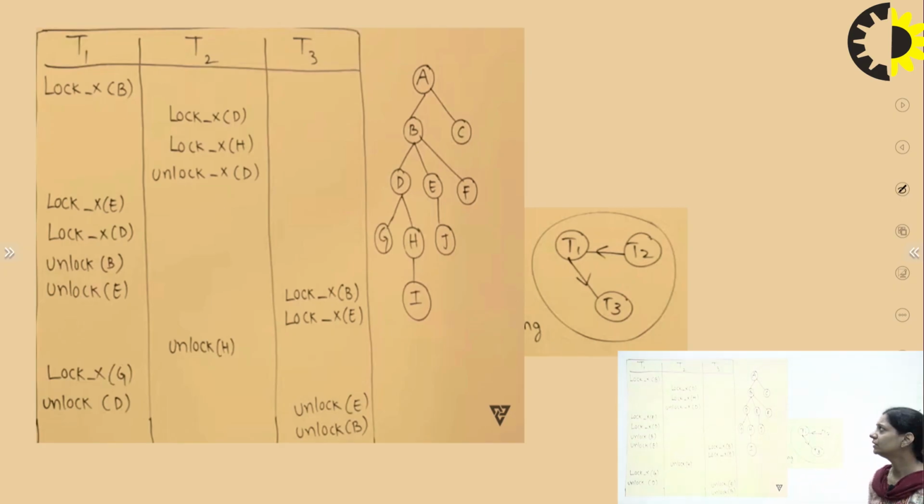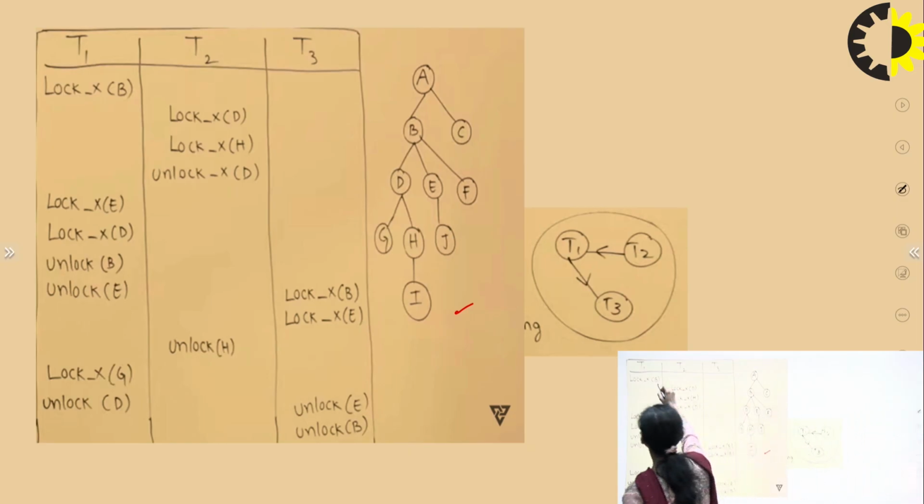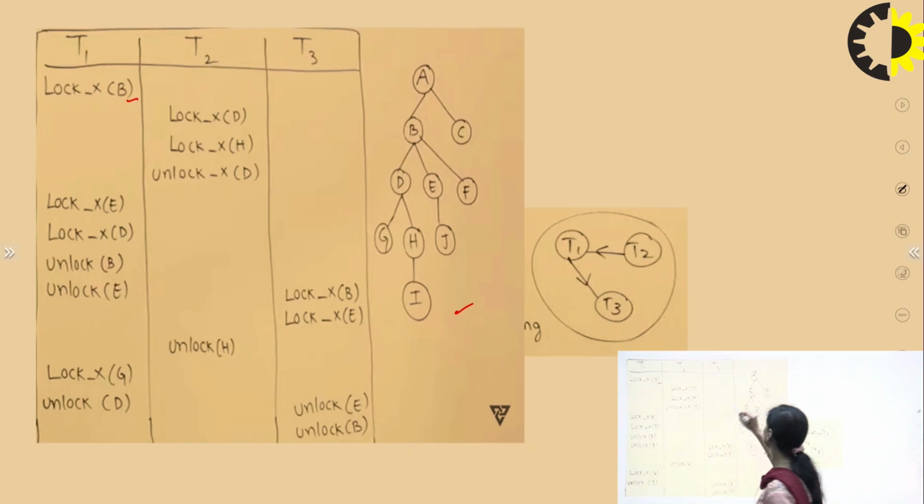We'll first try to check whether we can put any of the transactions or not. So we have T1, T2, T3 wherein the locks have been acquired, and the schedule is already given. This is a tree structure. Now we'll see whether we can have a serializable schedule from here or not. First of all, T1 has applied an exclusive lock on B.